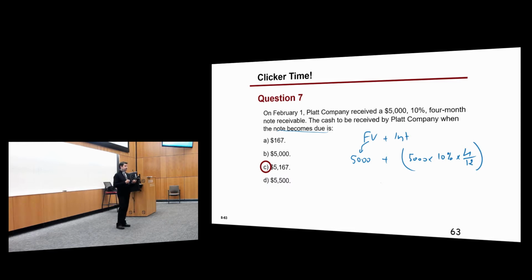This is how we calculate it. So it will be 5,000 plus 167. This is the amount of cash to be received.